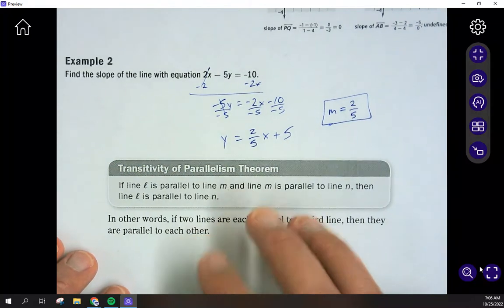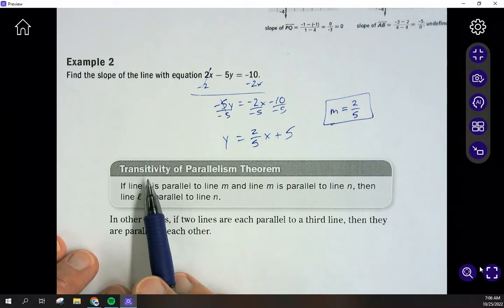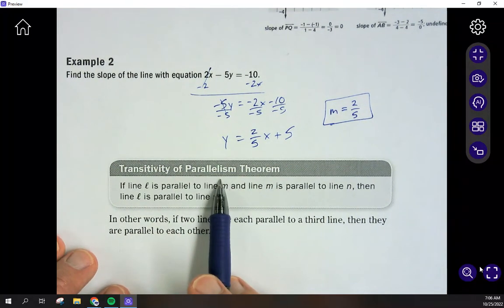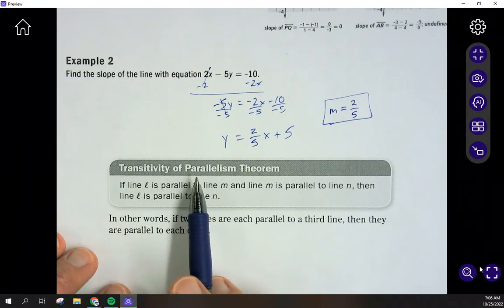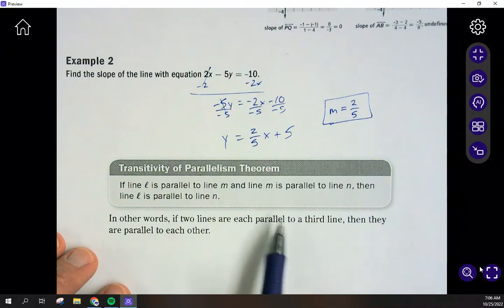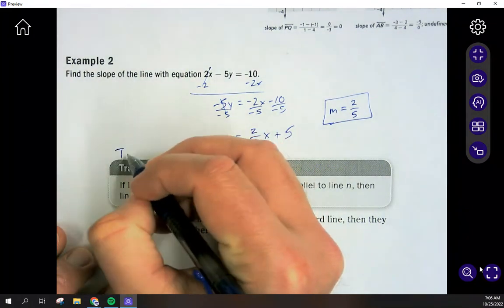And the last one, this makes sense. The last theorem for today, the transitivity of parallelism theorem. That's a hard one to say. Transitivity of parallelism theorem. So this is your transitive property.